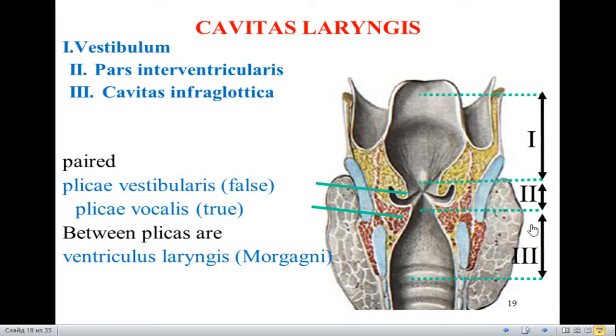These regions are separated by paired plicae, which are the plica vestibularis. They are false plicae, we can call them false, and the plica vocalis, which are the true vocal folds. Between the plicae are the laryngeal ventricles, or Morgagni ventricles. Here they are in the slide.